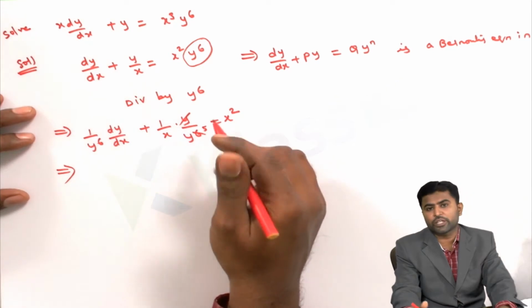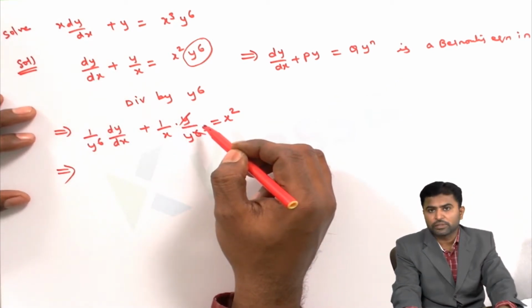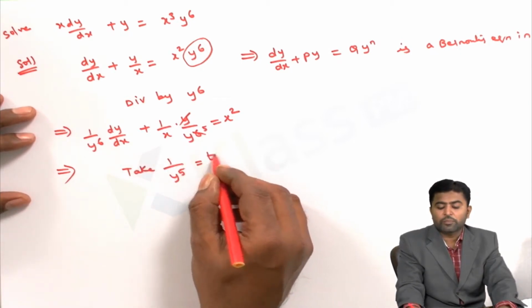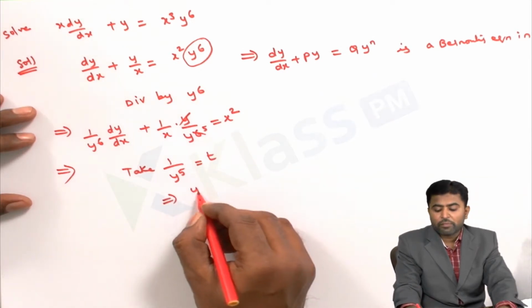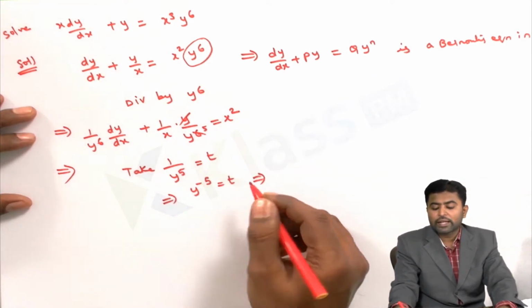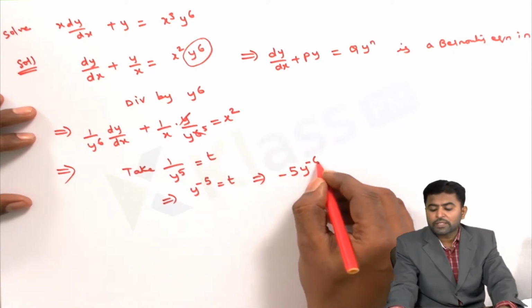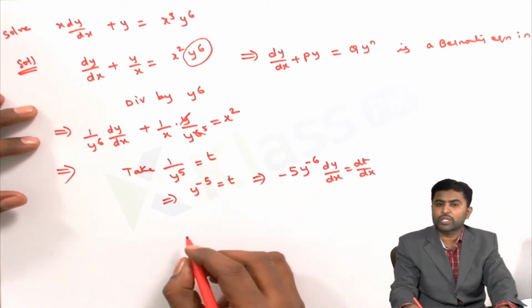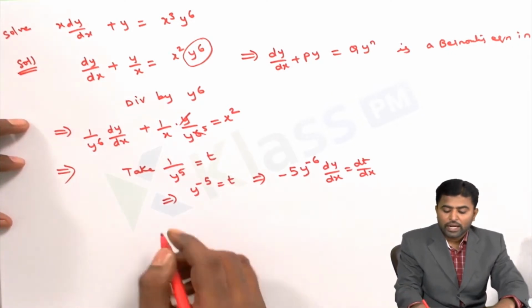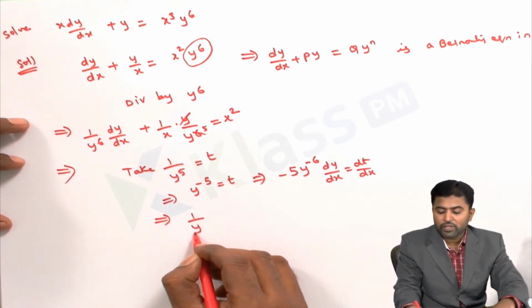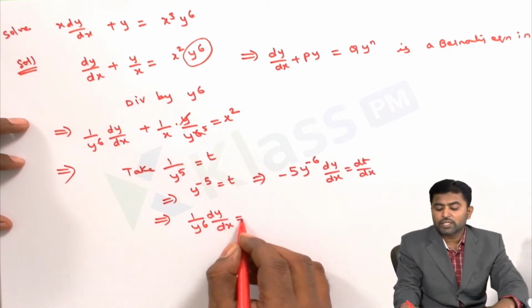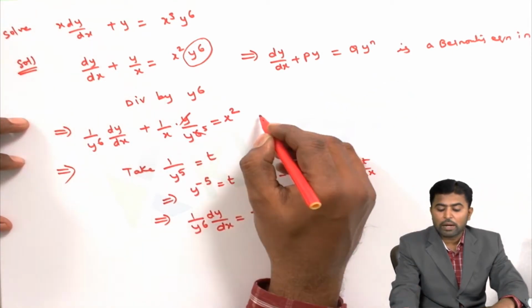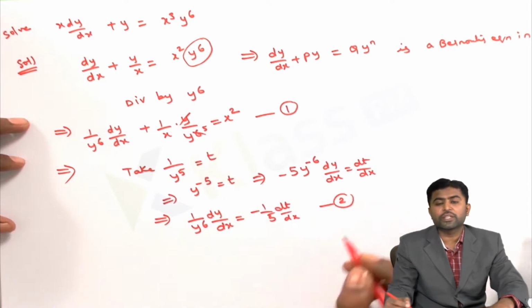Just now I told you that for reducing it to linear, we have to use this as a substitution. So take 1 by y power 5 is equal to some t. So that gives y power minus 5 is equal to t. Then I can write it as minus 5 y power minus 6 into dy by dx is equal to dt by dx, if I differentiate it with respect to x. Then I can write this as 1 by y power 6 dy by dx is equal to minus 1 by 5 dt by dx. So I'll take this above differential equation as 1 and this substitution as 2.